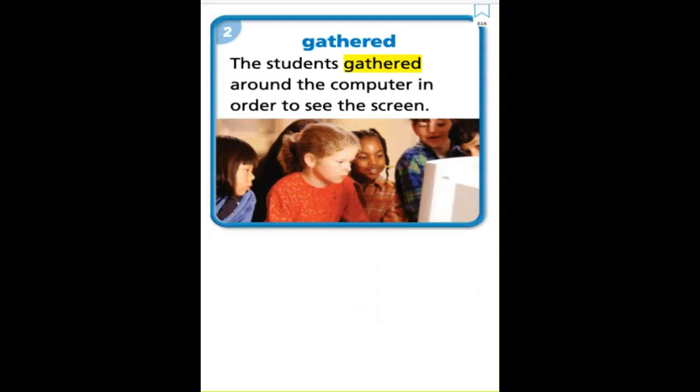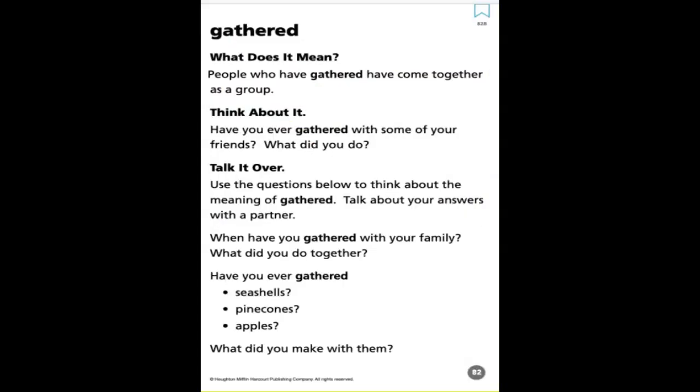Number 2, gathered. The students gathered around the computer in order to see the screen. What does it mean? People who have gathered have come together as a group. Think about it. Have you ever gathered with some of your friends? What did you do? Talk it over. So use the questions below to think about the meaning of the word gathered.